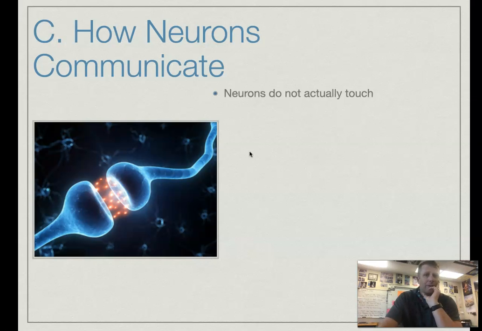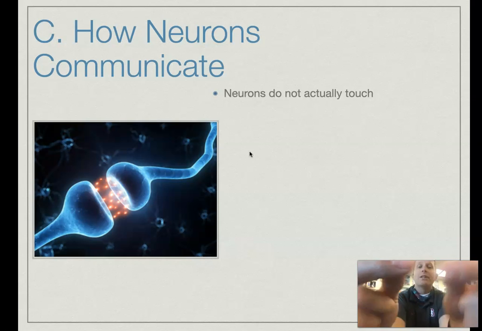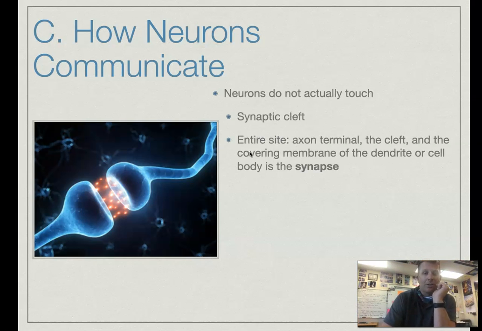Let's move on. So how do neurons communicate? They don't actually touch. In fact, when you touch your fingers like this, they don't actually touch. There's always a microscopic level where there's some little atoms in between, but it stimulates the neurons. They get so razor close like that. And so it's called the synaptic cleft, or the synapse, or the gap. The entire site of the axon terminal, the cleft, and the covering membrane, and all the dendrites is called the synapse.